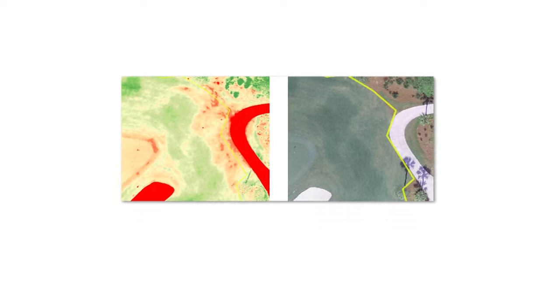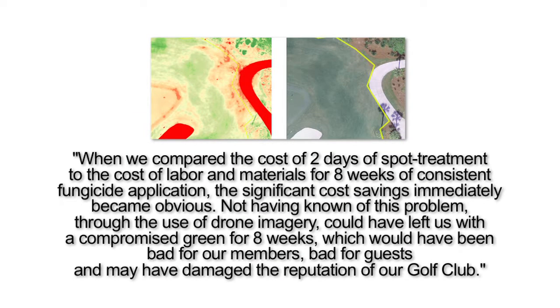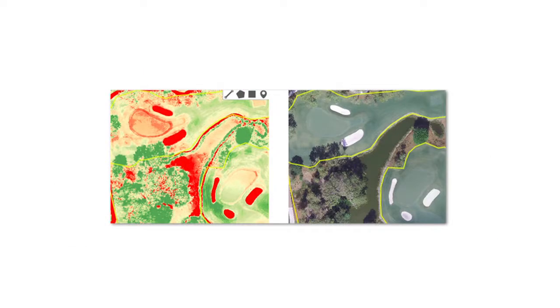The superintendent said, "When we compared the cost of 2 days of spot treatment to the cost of labor and materials for 8 weeks of consistent fungicide application, the significant cost savings immediately became obvious. Not having known of this problem through the use of drone imagery could have left us with a compromised green for 8 weeks, which would have been bad for our members, bad for guests, and may have damaged the reputation of our golf club."